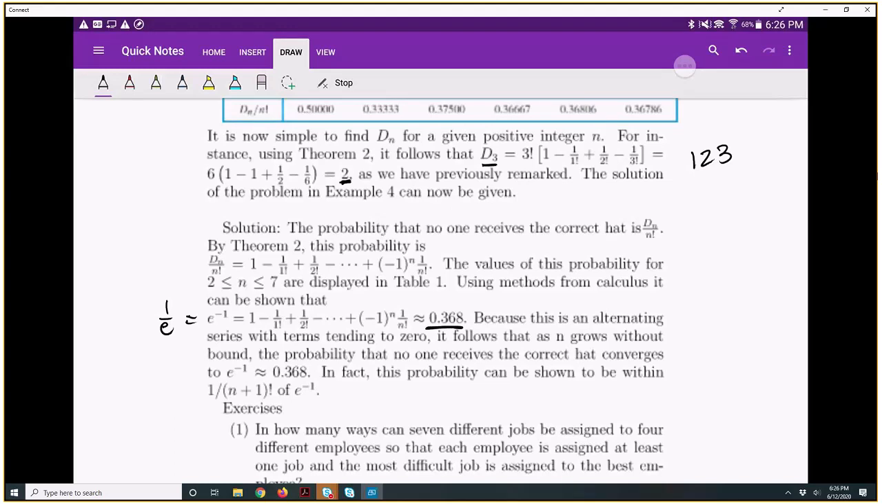Because this is an alternating series, with terms tending to 0, it follows that as n grows without bound, the probability that no one receives the correct hat converges to 1 over e. In fact, the probability can be shown to be within a very, very small margin, 1 over n plus 1 factorial, of 1 over e. So that is really cool.